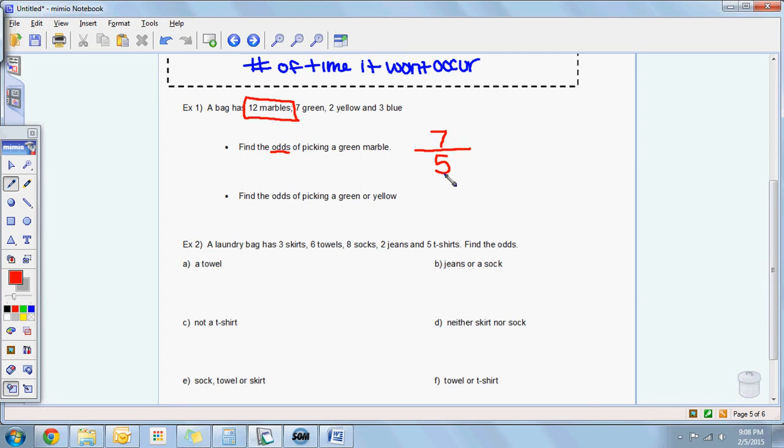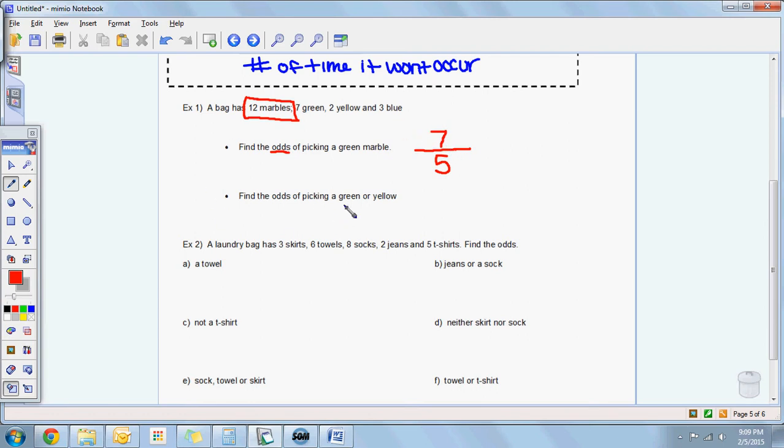Okay, so another big difference between odds and probability is that you're not going to change it into a percent. You're going to keep it as a ratio. Make sure it's simplified, but you do not have to turn it into a percent. This would be your final answer.